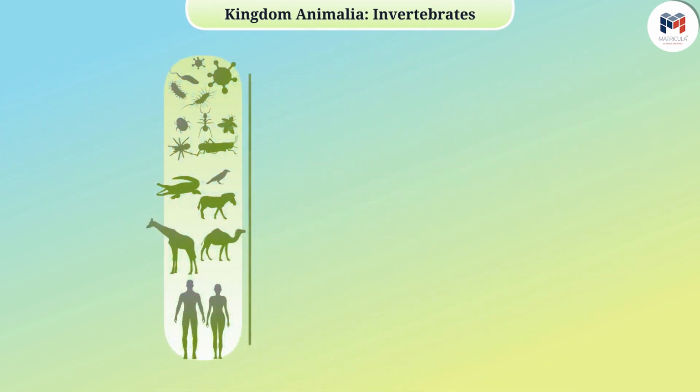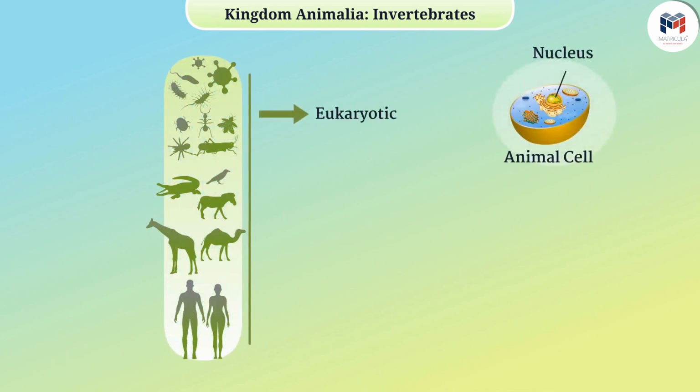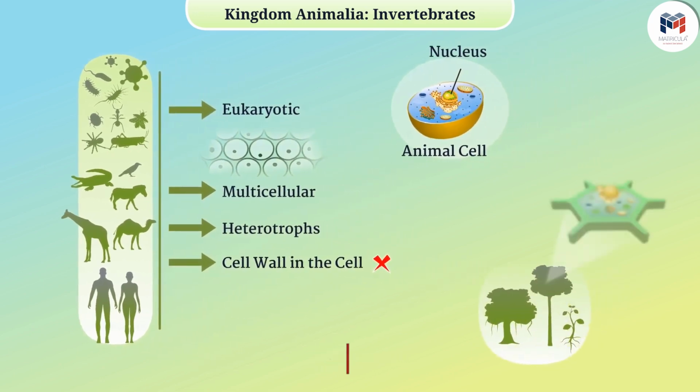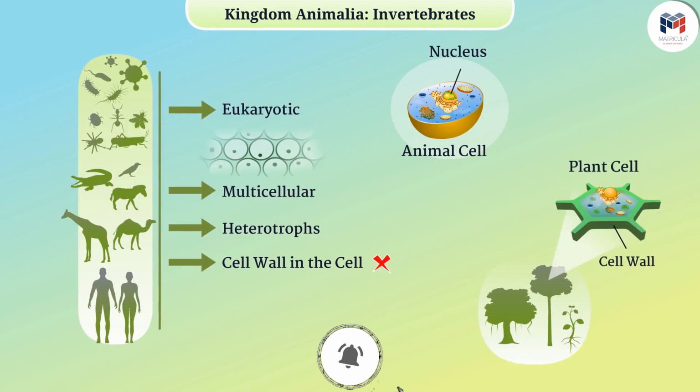Virtually all animals are eukaryotic, multicellular, and heterotrophs. Their body is definitely made of cells, but the cells of their body do not have a cell wall like the cells of the plant body. Most animals are movable, that is, they can move from one place to another.